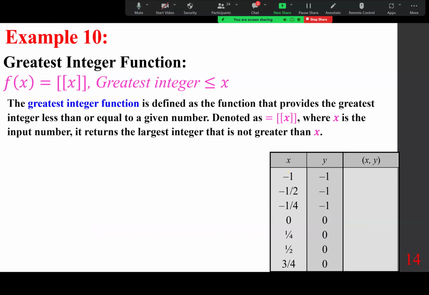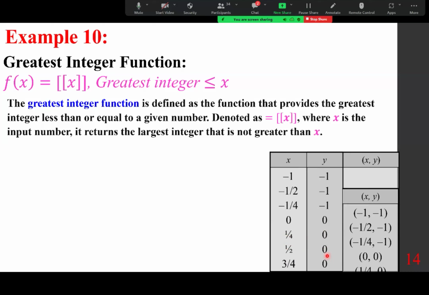Those are the numbers. As I said, if you have an integer, it's itself. So it's easy. But if you don't have an integer, if you have a number in between, pick the integer smaller than the number. So the integer smaller than -1/2 is -1, the closest one, of course. For 1/4, you can't choose 1. You have to choose the integer smaller than that, 0. So those are the pairs.